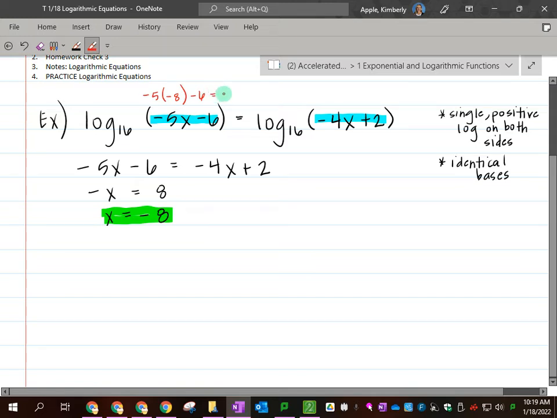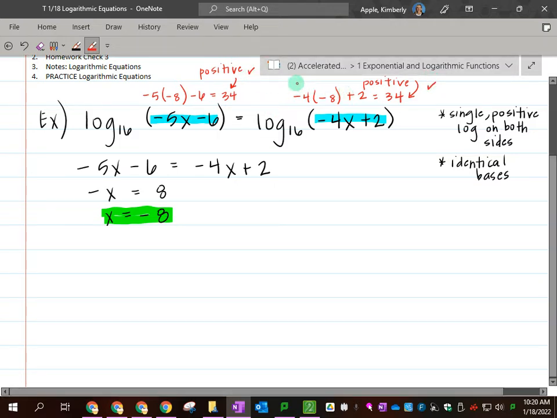Negative times a negative, and then subtracting, you'll end up with 34, right? Mm-hmm. So this is positive. Positive number there. And so that's good. Let's check it over here. This will be negative 4 times negative 8 plus 2. That's also 34, which is just a coincidence. What we're looking for is that you get a positive number in both arguments. So that one's also good.